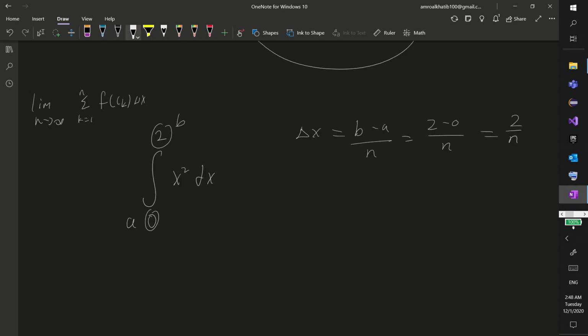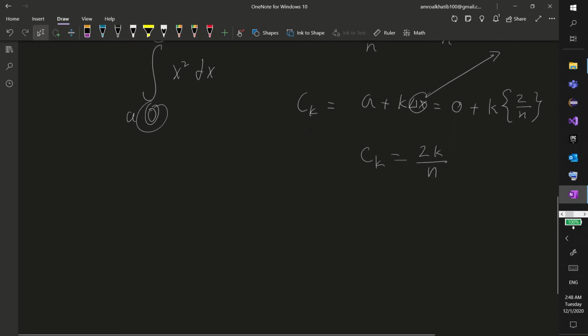Yeah? Okay, and what's your ck going to be? Your ck is a plus k delta x. So what's a? A is 0. It's going to be 0 plus. What's k? Well, we don't know what k is. And we know what delta x is from here. So 2 over n multiplied by k. So ck is going to be 2k over n.